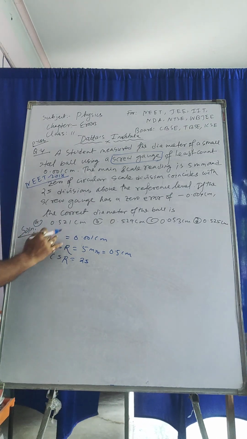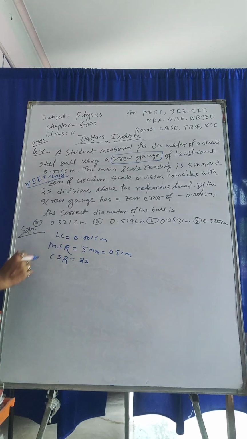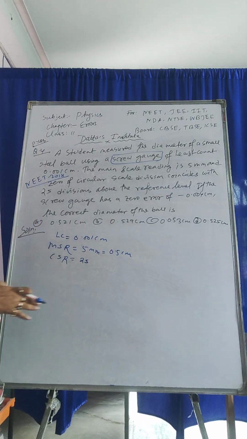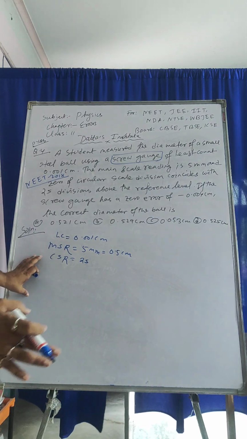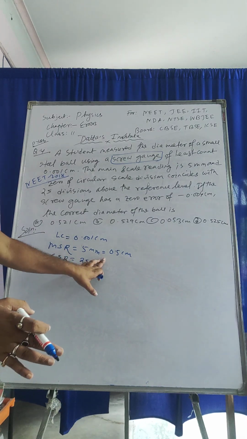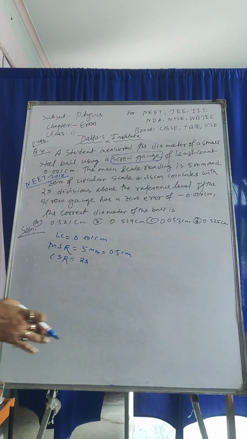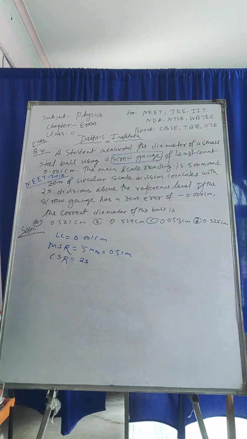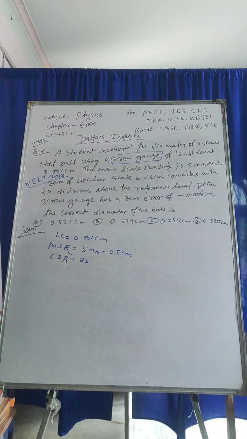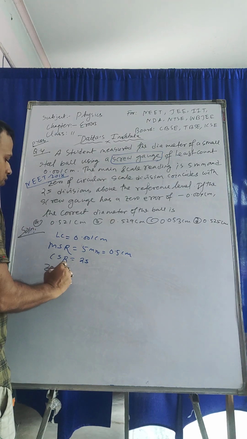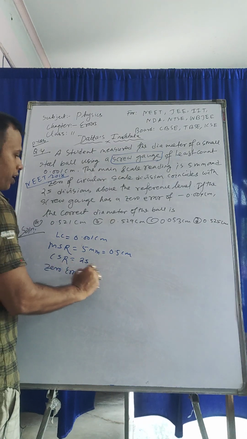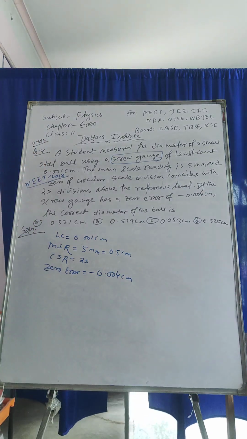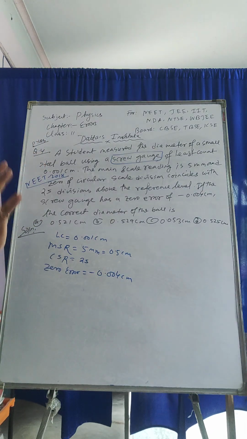So watch carefully. LC, that is least count, is given as 0.001 centimeter, and MSR is 5 millimeter, which I converted to 0.5 centimeter, and CSR is 25 divisions. Now the screw gauge has a zero error. Zero error is given as minus 0.004 centimeter. Now we have to find the correct diameter of the ball.